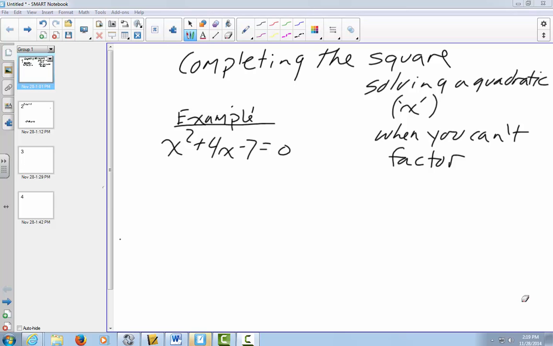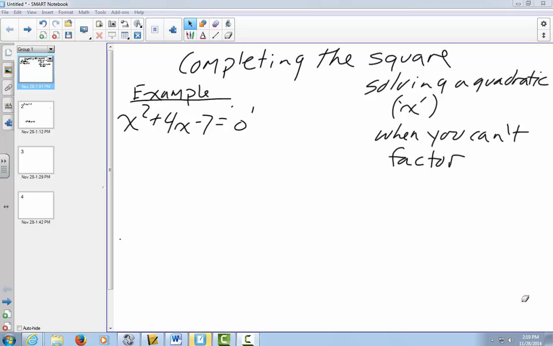So what we have is an example right here. I'm going to move this up a bit and erase this funny looking stuff. We have a quadratic of x squared plus 4x minus 7 equal to 0. There aren't two numbers that I can multiply together to give me negative 7 and add together to give me 4. So our goal is to find a way to solve for x.